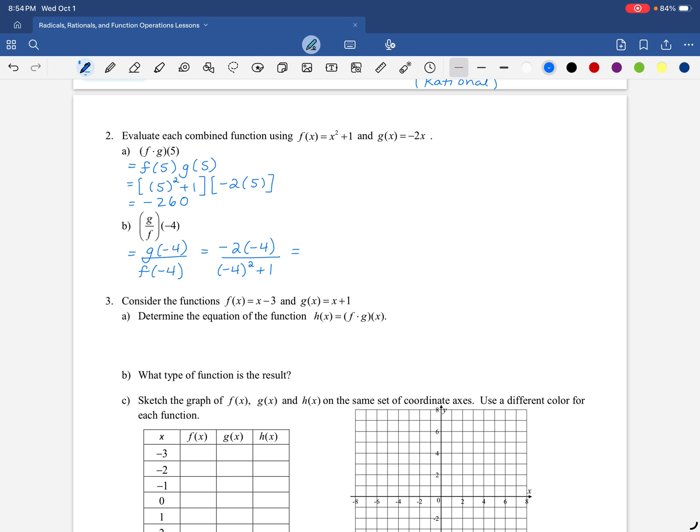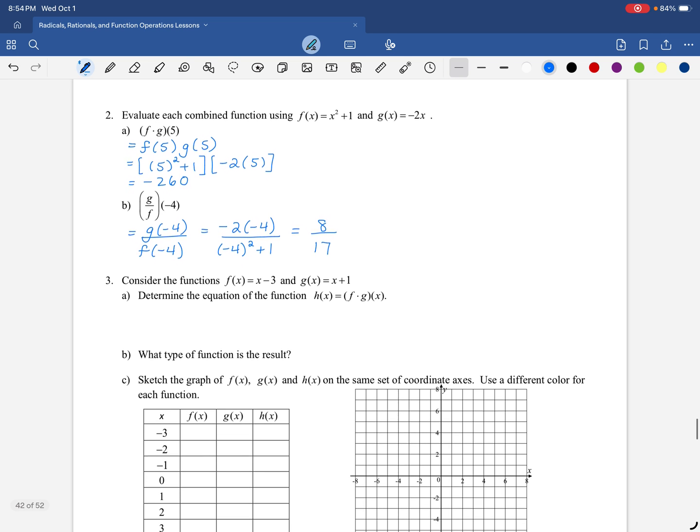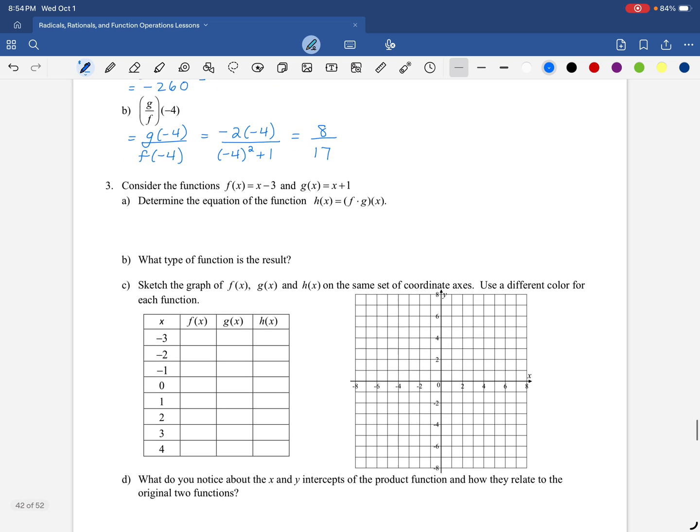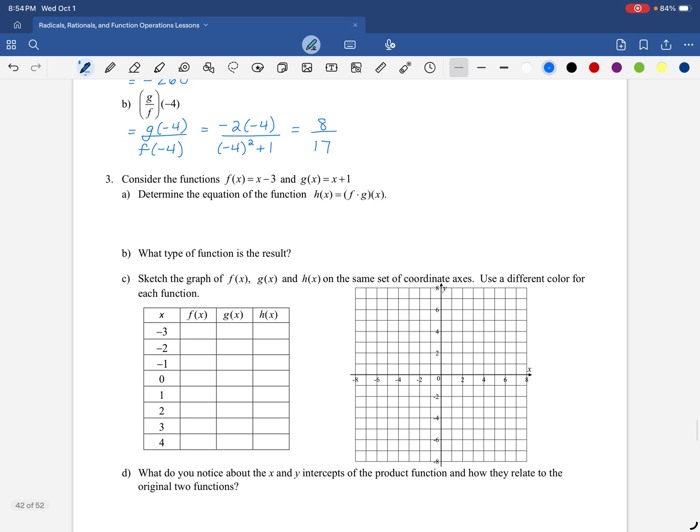Okay, so if I simplify this, I should have an 8 on the top, and I should end up with a 17 on the bottom. So we end up with 8 over 17. Perfect. Okay, so moving along, we're now going to take a look at what these things look like on a piece of graph paper if we start doing either the product or the quotient.